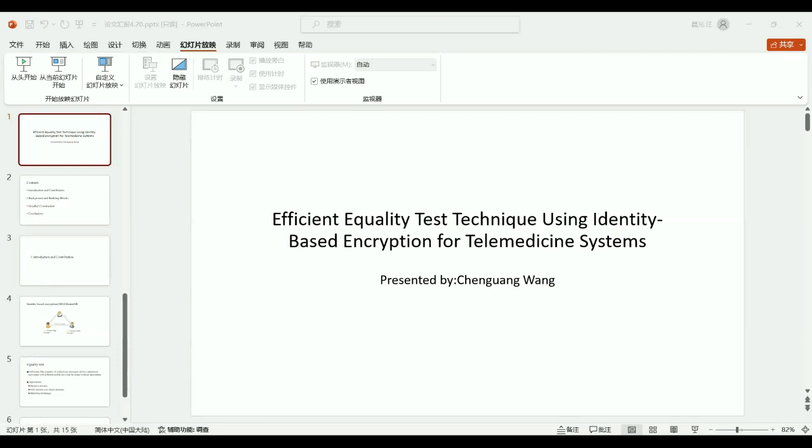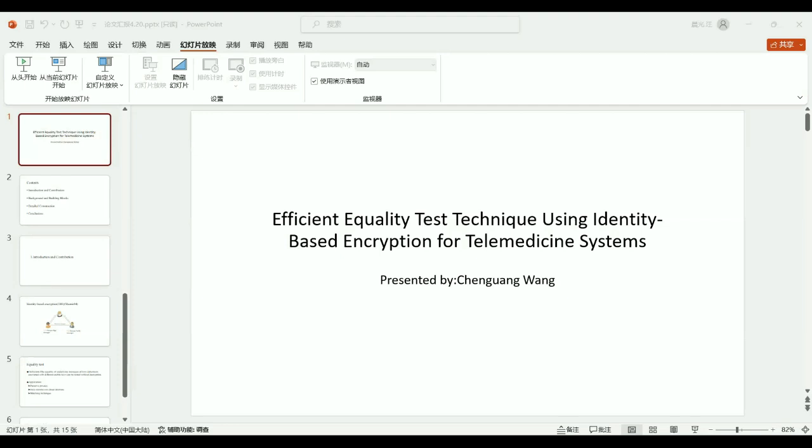Identity-based encryption was first proposed by Shamir in 1984. It mainly shows that the communicating parties can safely encrypt and decrypt information with the help of the public key ensured by a third party. So what is the equality test?